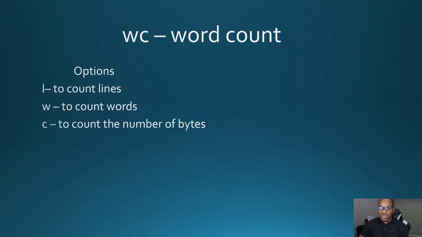Okay, word count, wc. Now wc is for word count. If I use the -l option, I'll be counting the lines. If I use the -w option, I'll be counting the words. If I use the -c option, I'll be counting the bytes.